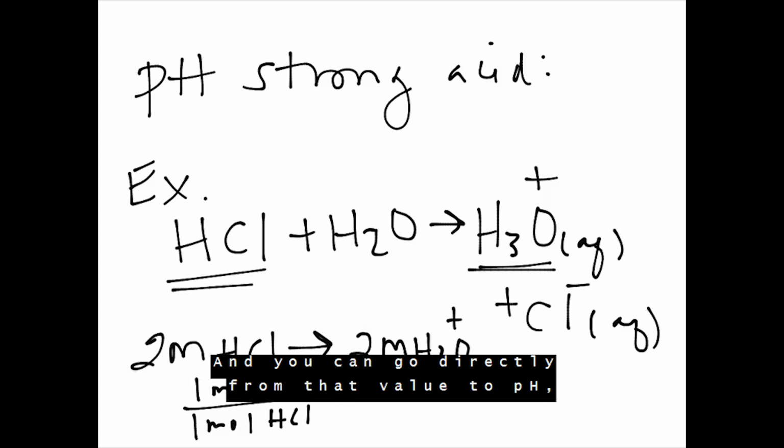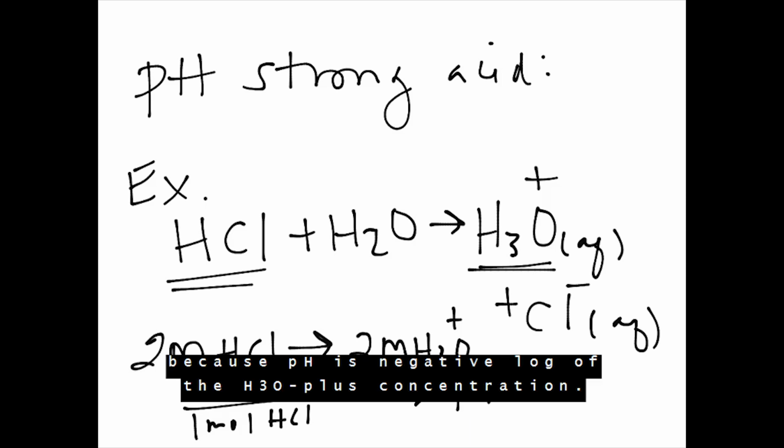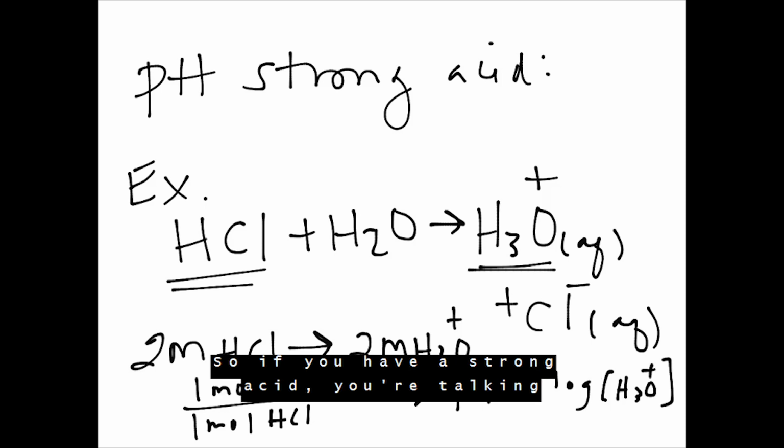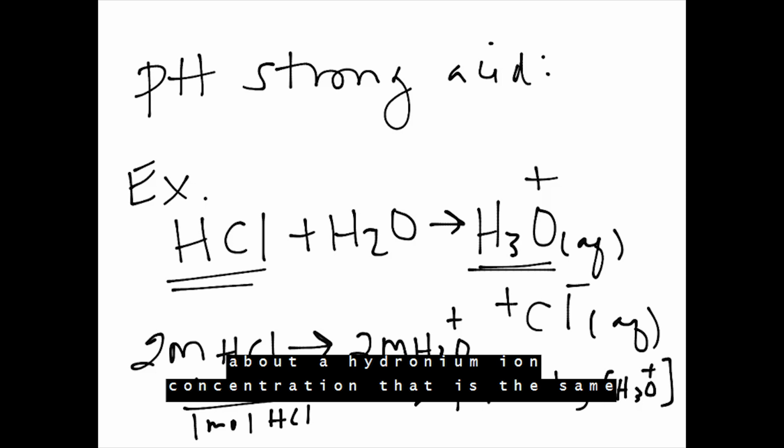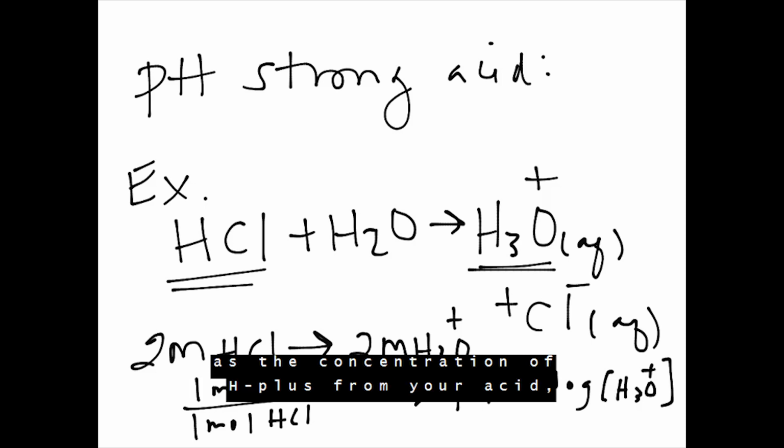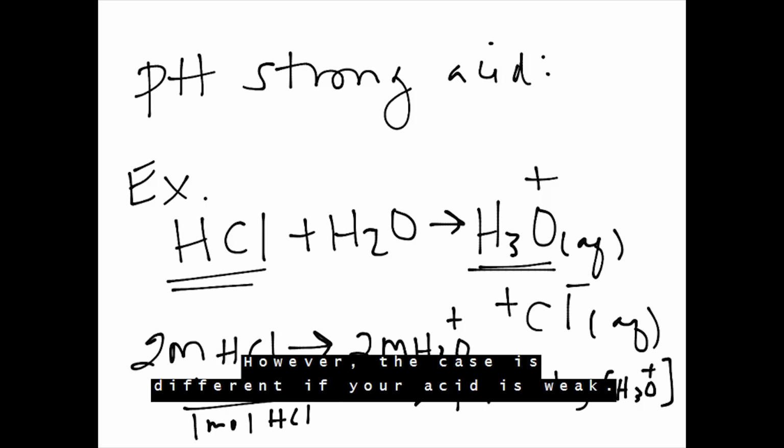H3O plus solution. And you can go directly from that value to pH because pH is negative log of the H3O plus concentration. So if you have a strong acid, you're talking about a hydronium ion concentration that is the same as the concentration of H plus from your acid because all of those H pluses are released. However, the case is different if your acid is weak.